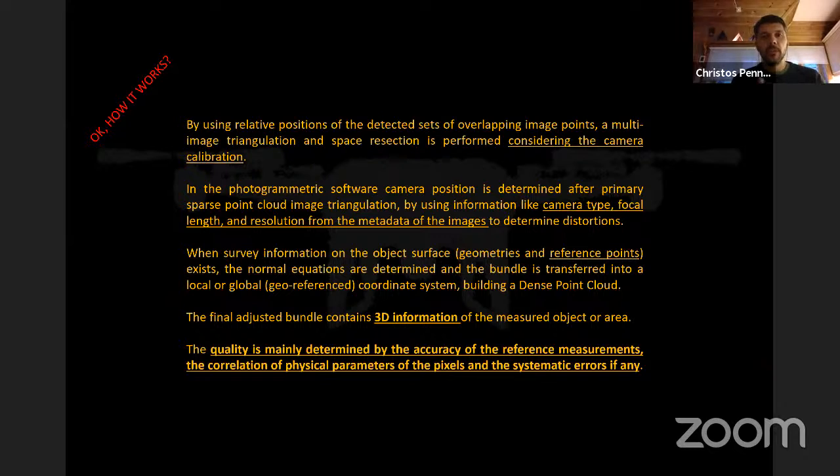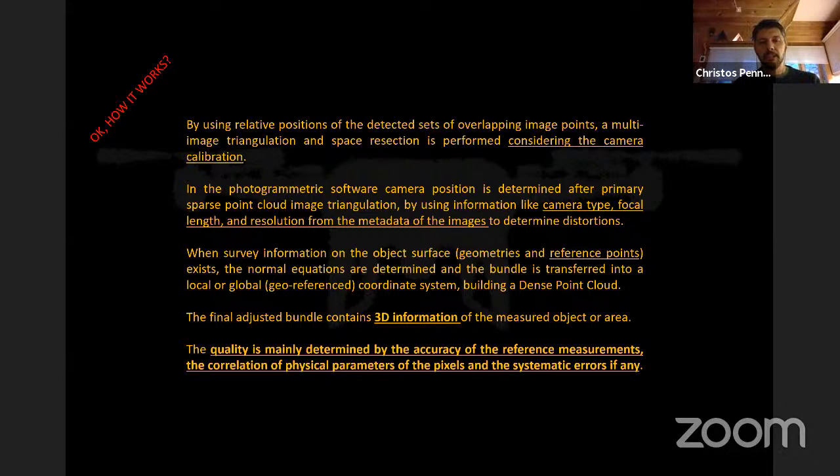But now we've seen all of this, how does photogrammetry actually work? By using the relative position of a detected set of overlapping image points, a multi-image triangulation and space resection is performed, considering the camera calibration. So the software that is performing the calibration and this analysis for us should know the camera calibration. If we are doing this manually, analogically, we should know the calibration of the camera.